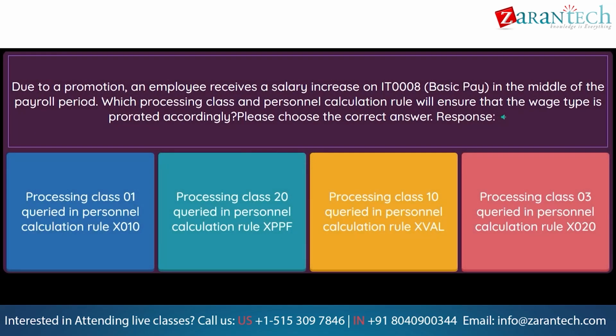Question: due to a promotion, an employee receives a salary increase on IT 0008, basic pay, in the middle of the payroll period. Which processing class and personnel calculation rule will ensure that the wage type is prorated accordingly? Please choose the correct answer.